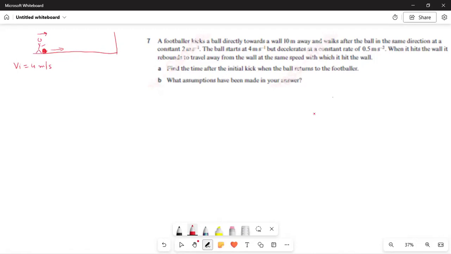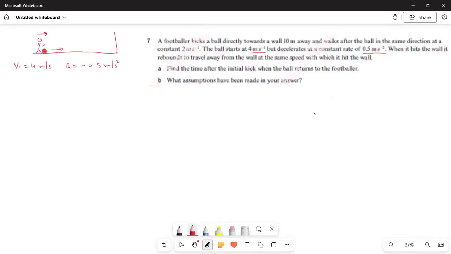Okay, this is given. This is the initial speed of the ball. Okay, and it is decelerating at a constant rate of 0.5 meter per second square. So the acceleration is minus 0.5 meter per second square.